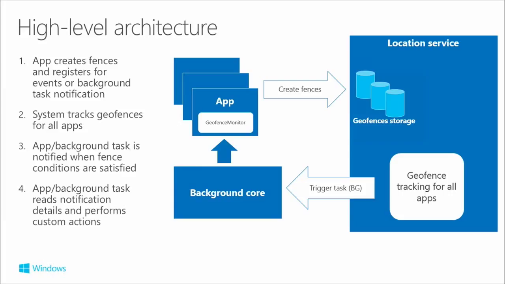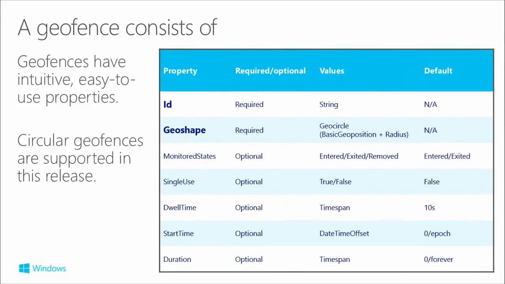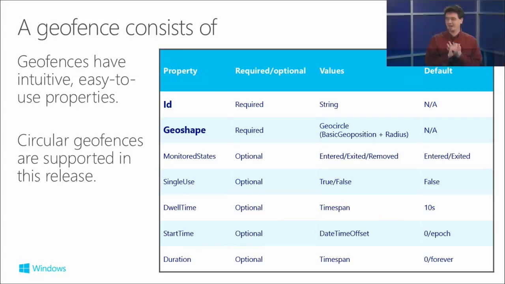And if the conditions are satisfied, it's going to read that notification detail and run that background task, and we can do something like update our tile or send a toast notification. A geofence has a lot of really cool, easy to use properties, but you don't need to use any of them. All you need is an ID for your geolocation and a geoshape, which is just a geoposition and then a radius around it. Circular geofences are the only ones we support. We don't have geopolylines, but we make up for that with something you're going to see in the next slide.